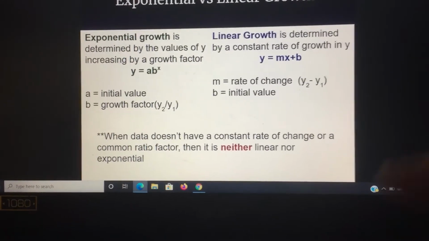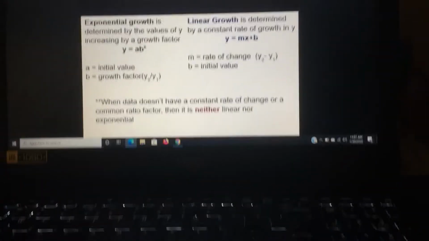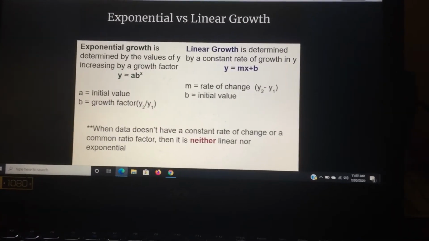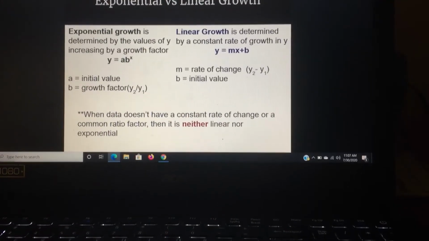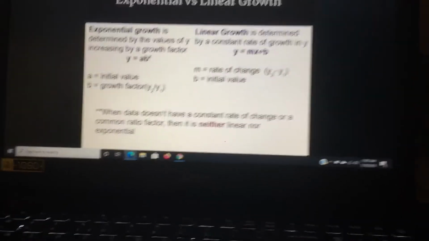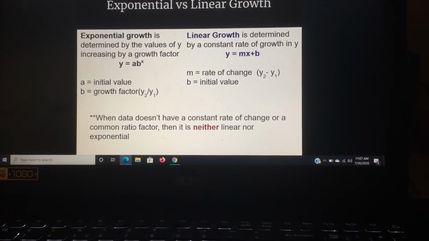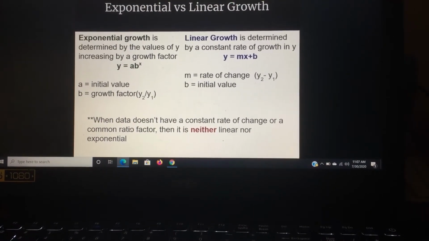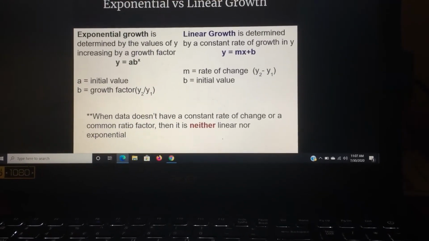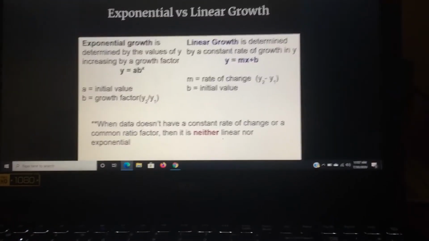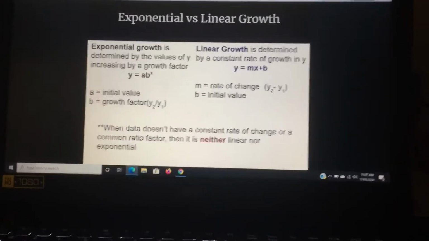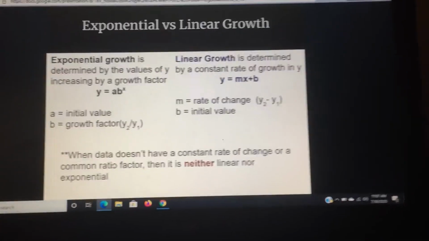Now there are times where the data might not be exponential or linear, and that can happen. You know that based on the fact that the data doesn't have a constant rate of change or a common ratio, a common growth factor, and therefore it's going to be neither linear nor exponential.